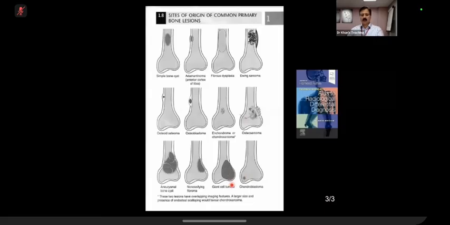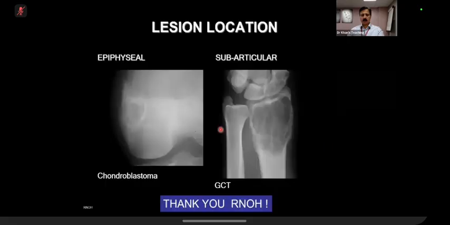So, a few examples, and I thank my colleagues from Royal National Orthopedic Hospital who have provided a lot of these images, and I've learned all of this bone radiology also from them. So thank you to them.